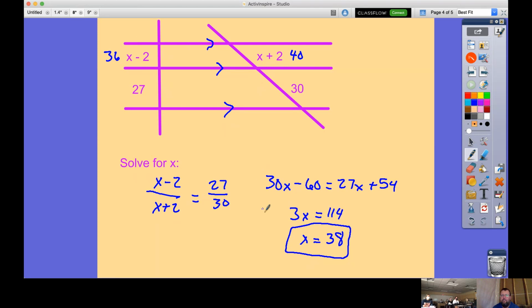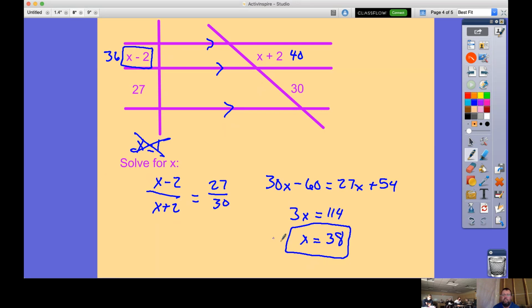Say, for example, we did all of this work and we got an answer of x equals 1. Is there any way that x is going to equal 1 for this? What do you think? No. Why not? Can't have a negative distance. Yeah, this thing right here, if we put a 1 in there, that would be a negative 1, right? So then this answer doesn't make sense, okay?